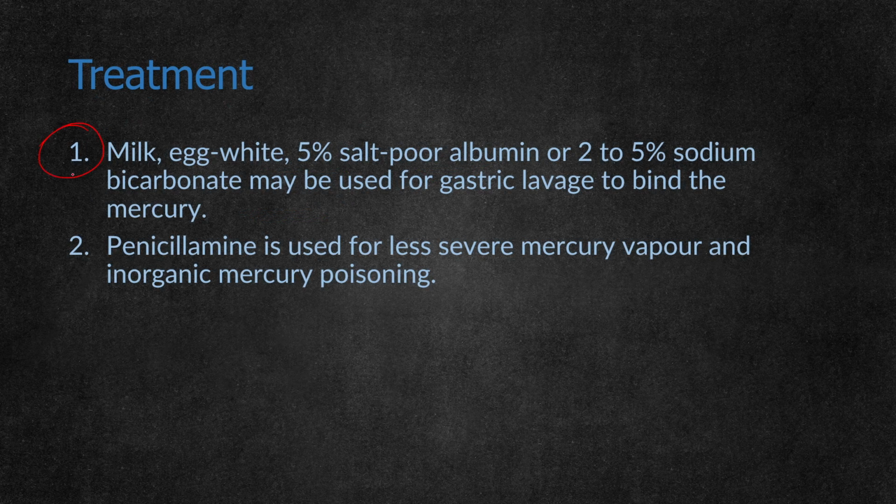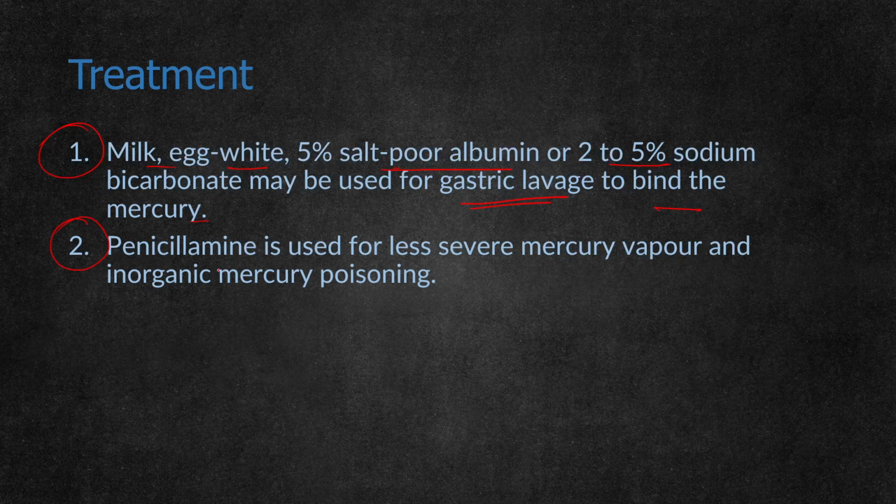For treatment, first gastric lavage is done using milk or egg white as demulcents, or salt-poor albumin, or 2 to 5% sodium bicarbonate. They bind with mercury and it becomes easily eliminated.